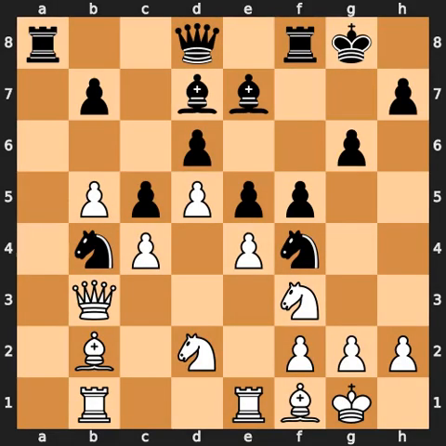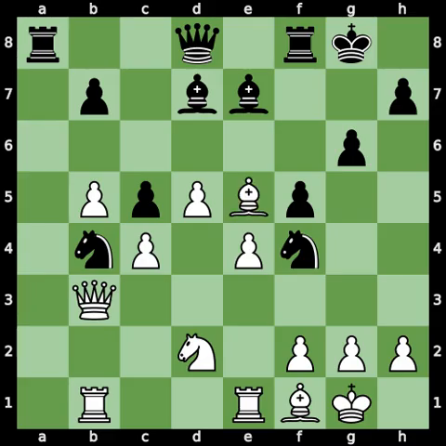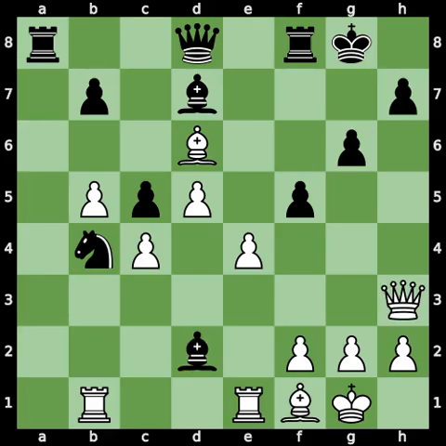f5. Bishop a3. This move was inaccurate, the best move was knight captures on e5. For example, knight captures on e5. D captures on e5. Bishop captures on e5. Bishop g5. Bishop d6. Knight h3 check. Queen captures on h3. Bishop captures on d2.